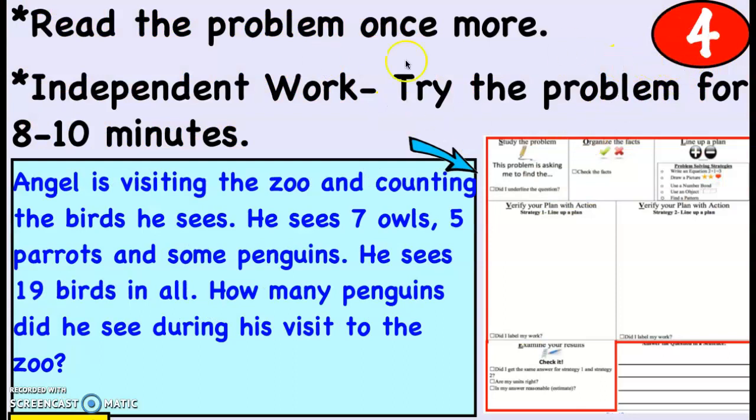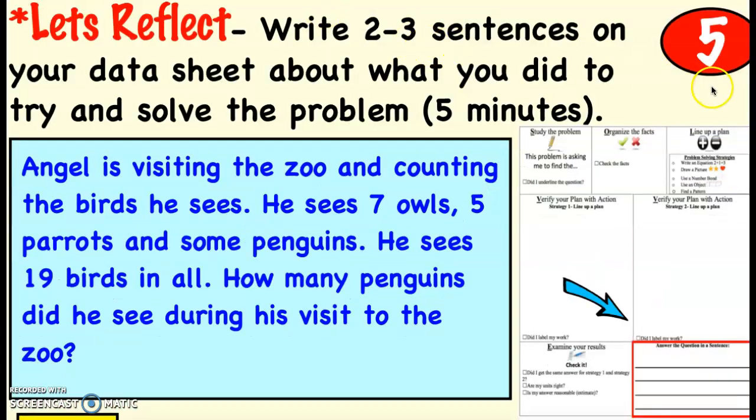Our fourth step, you're going to read the problem once more. And then you're going to work independently for the next 8 to 10 minutes to show your thinking. Our fifth step, we're going to reflect. You're going to write at least 2 or 3 sentences on your data sheet about what you did to try and solve the problem.